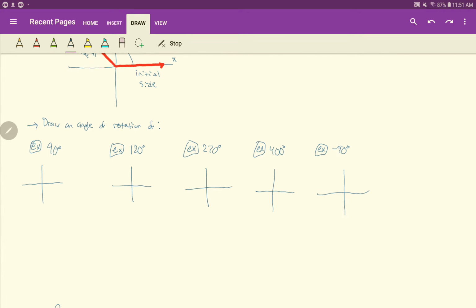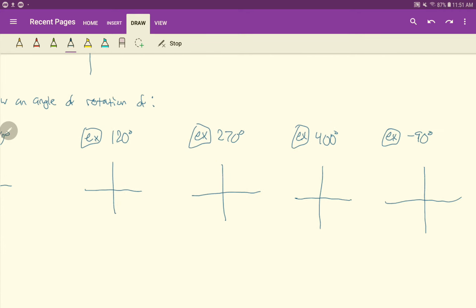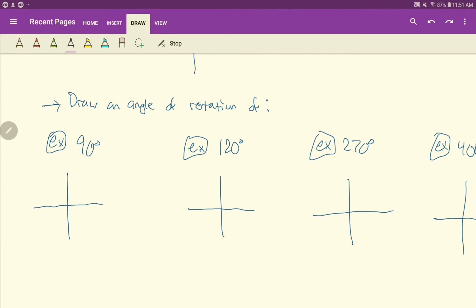Let's do a little practice drawing an angle of rotation for some of these angles I've given you. We'll try 90 degrees first. We start on our initial side, and then how do we know where 90 degrees is in this coordinate plane, with our x-axis here and our y-axis here? Let's think about this. One full rotation around is how many degrees? It's 360.